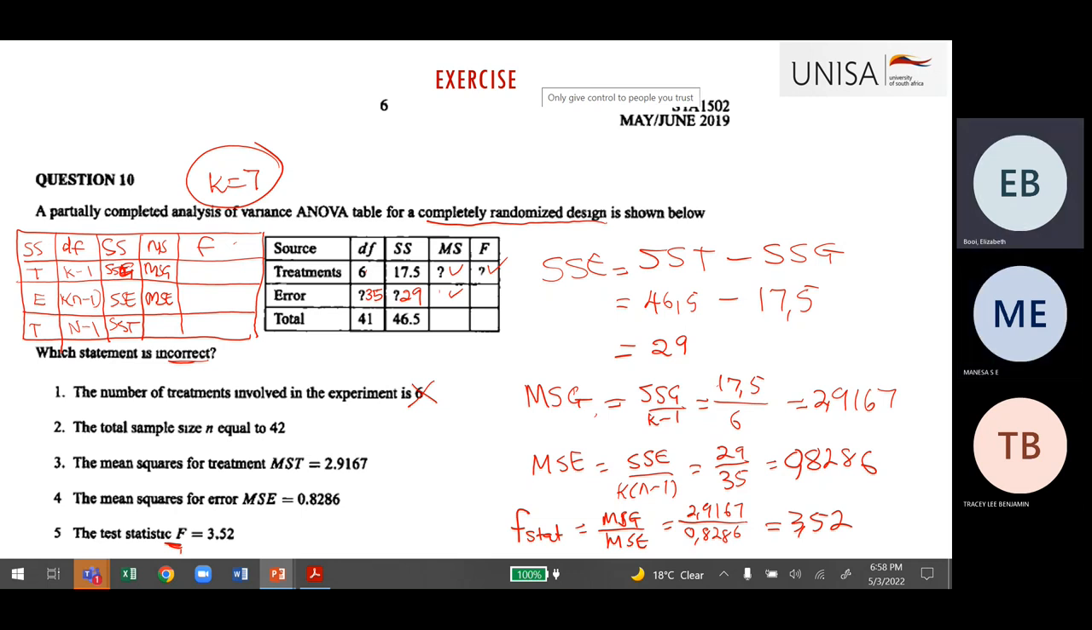But we can also check the logic of other questions. The total sample size is equal to 42. The sample size is N, big capital letter N. In this instance, I'm going to use big capital letter N to differentiate between the total and the sample size, because there is a small n and a capital letter N. So 41, how did we get 41? 41 is the same as N minus 1, which is equal to 41, so N will be equal to 42. So the total sample size is 42, right? That will be correct. The mean square of treatment, which is MST, is 2.9167. What did we get? 2.9167, right? That is correct. Because our MSG is our treatment. Since we have got 2 T's, we changed it to MSG.